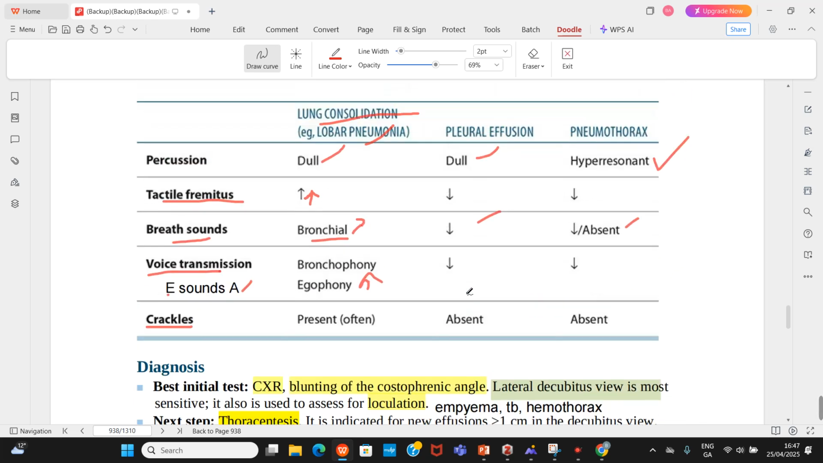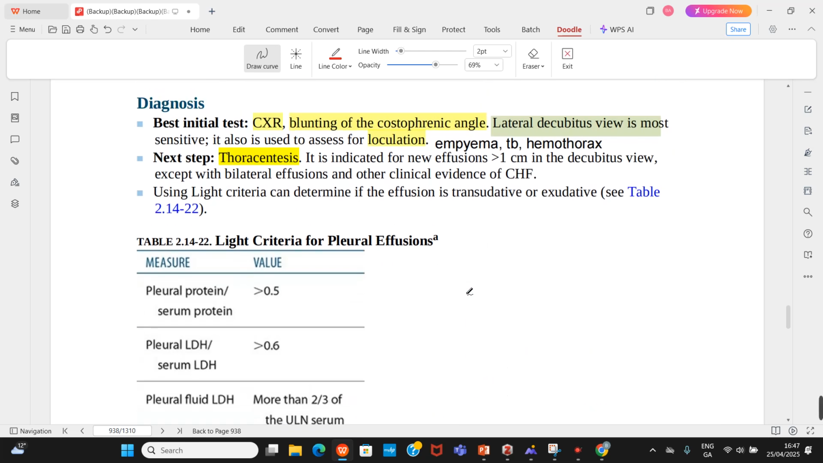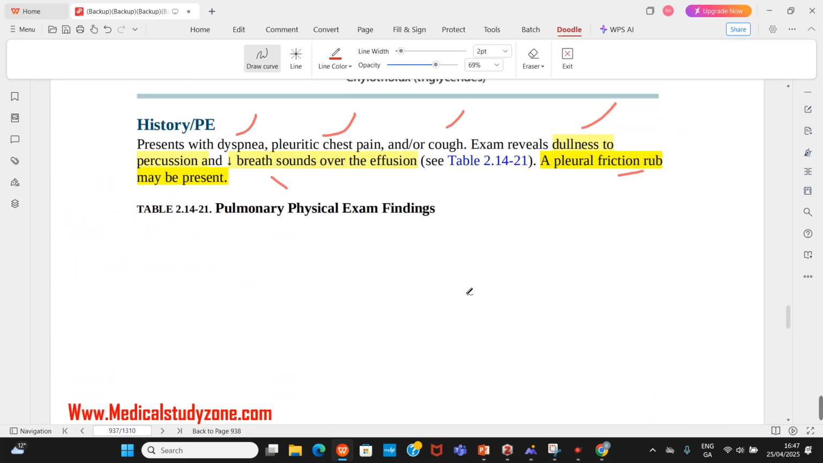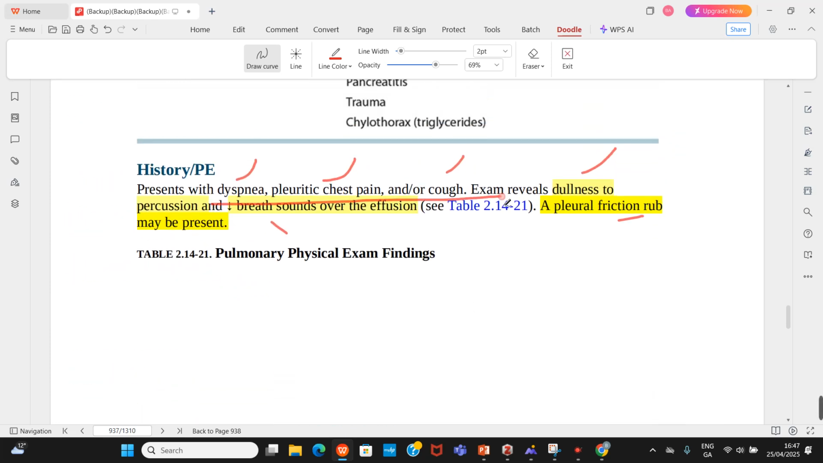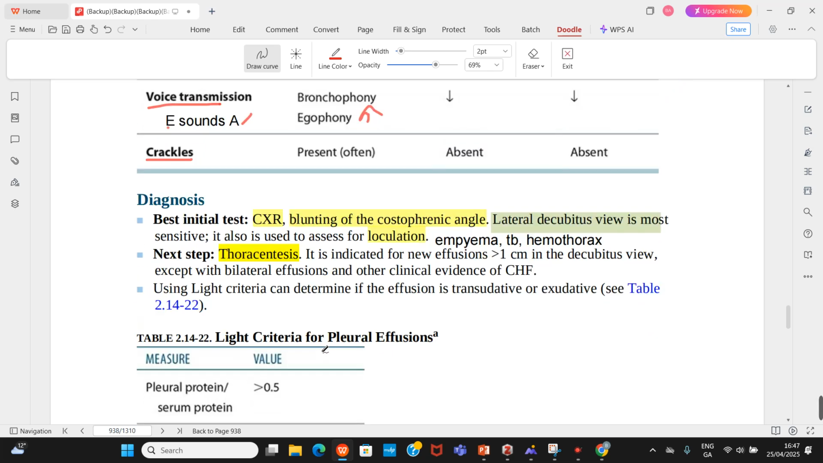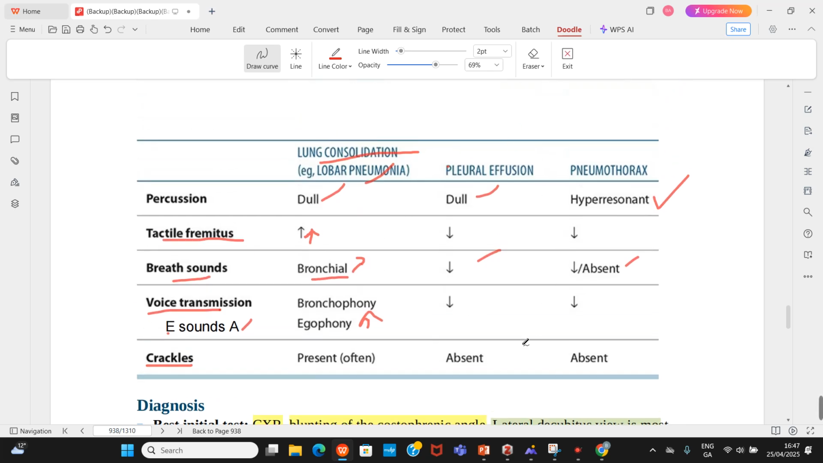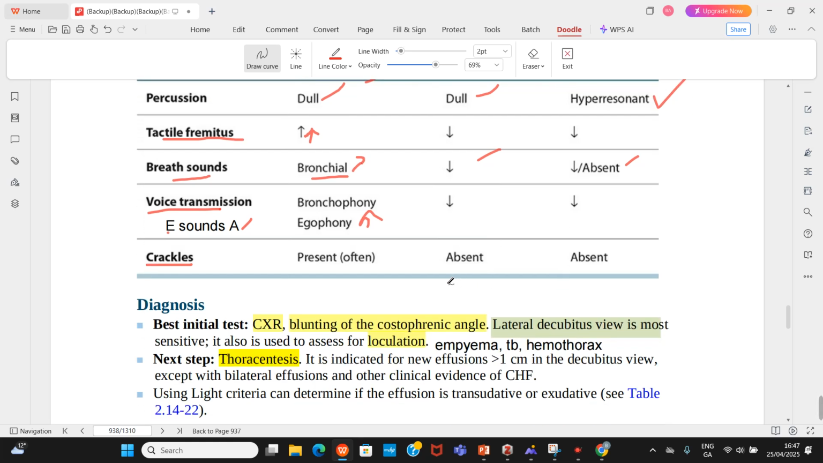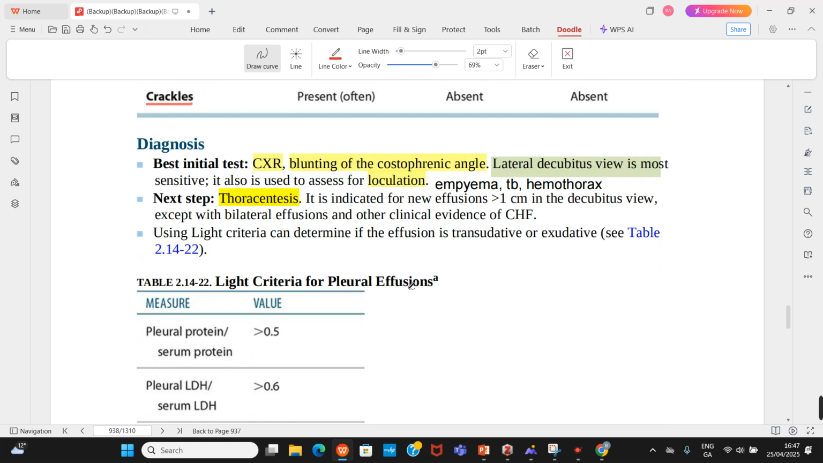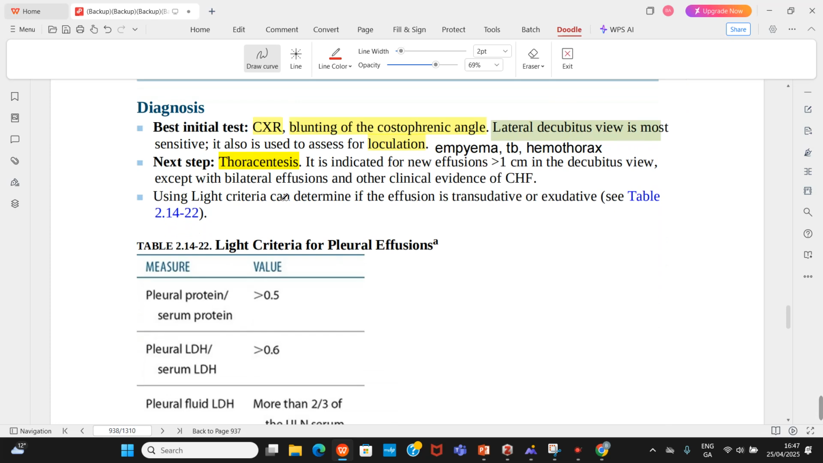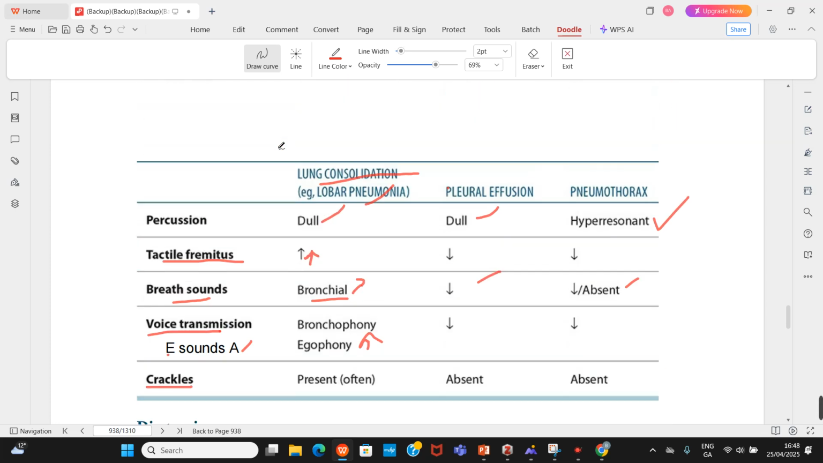So what's the best initial test? Somebody comes in now, and we do examination and we find this. Dull, reduced tactile fremitus, reduced breath sound, reduced vocal fremitus, no crackles. The best next step now is to do X-ray. Do X-ray to see whatever is happening in that lung.